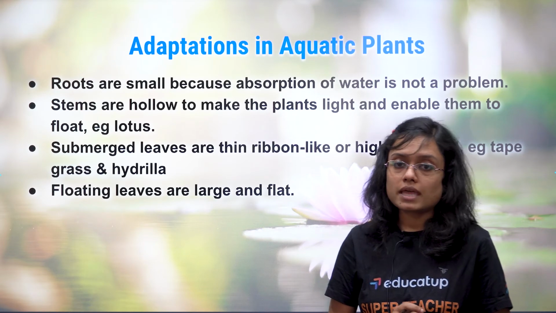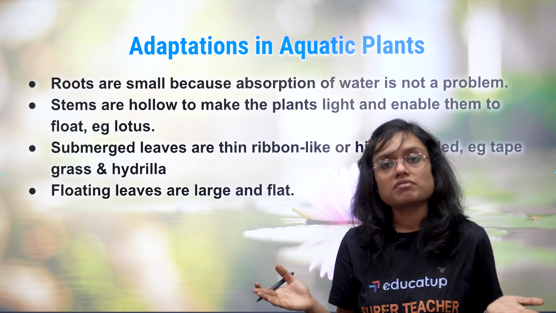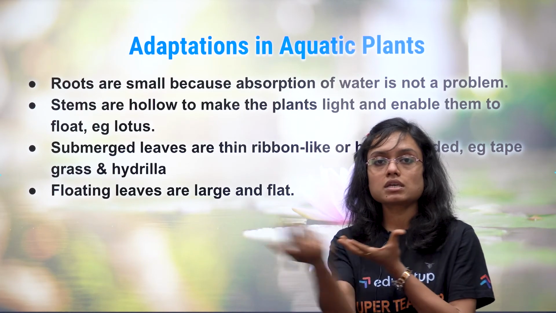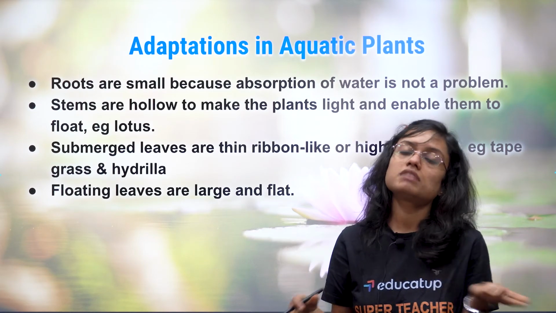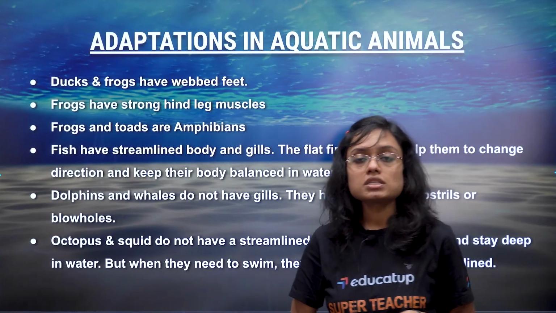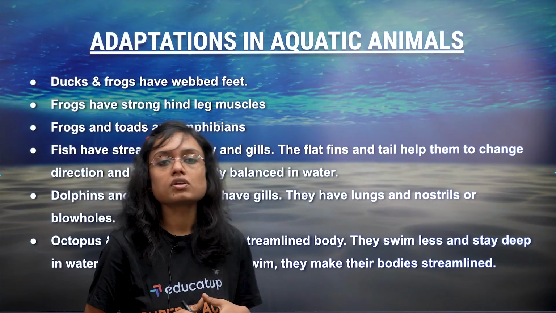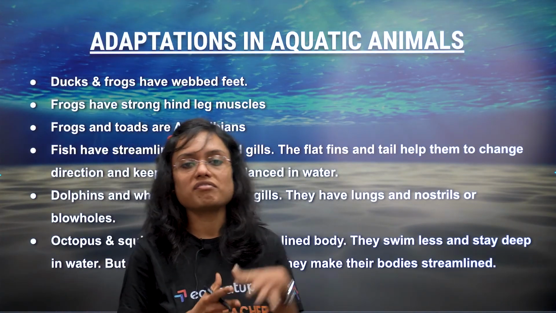Submerged leaves are ribbon-like shaped. Example, tape grass and hydrilla. Floating leaves are large and flat. Like lotus की leaves अगर आप देखें circular होती हैं, एकदम flat होती हैं और easily float करती हैं. If we move ahead, adaptations in aquatic animals, the animals which are found inside the water. So if we talk about ducks and frogs, they have webbed feet.